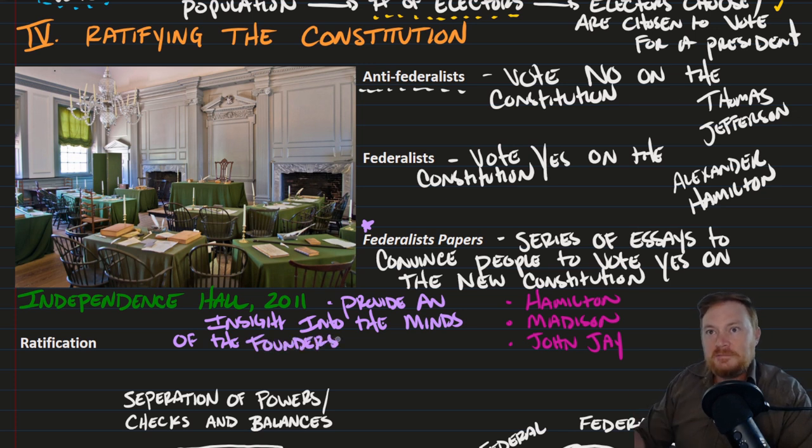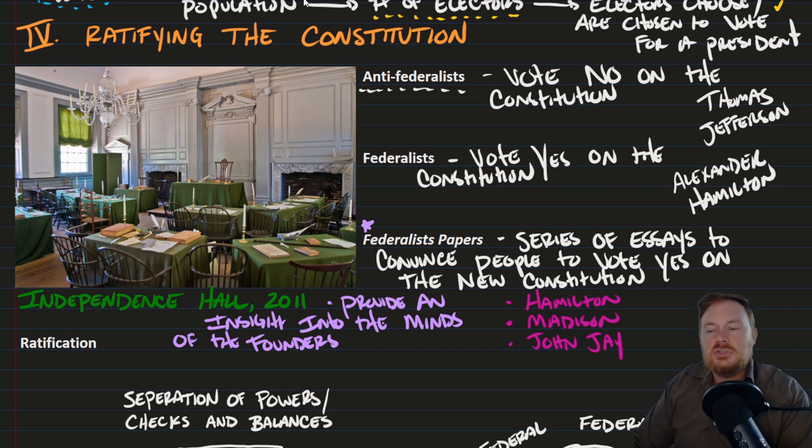We can go and look in the Federalist Papers and see what Madison has to say, see what Hamilton has to say, and this is our best evidence in terms of what some of the phrases in the Constitution mean. What is their intention? For example, something like impeachment.